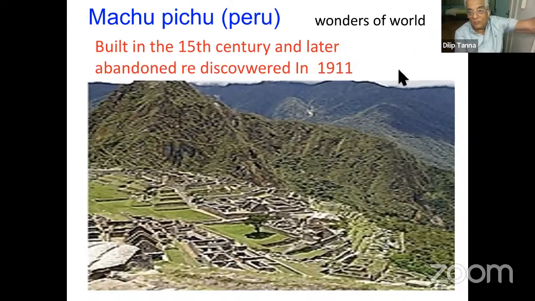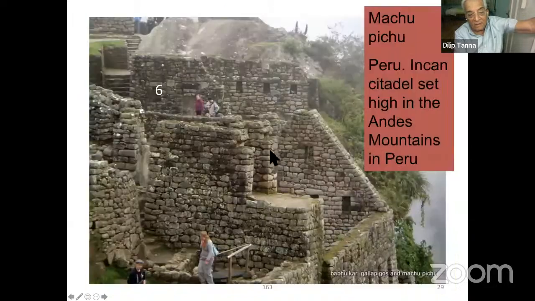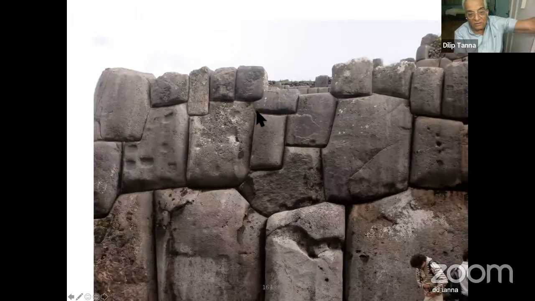This is the sixth wonder of the world, Machu Picchu, that is in Peru. It was built in the 15th century, later abandoned and rediscovered in 1911. This is a huge one, Machu Picchu, Peru. An Incan citadel set high in the Andes mountains. You can see all these stones have been lying there without any cement or anything. They've been fitted into each other and they remain a stable construct.